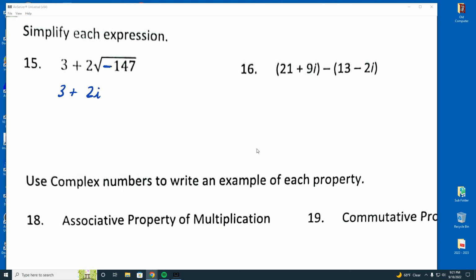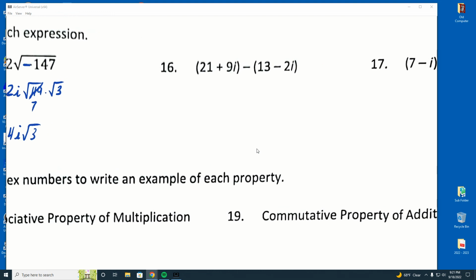Will 64 go into 147? No. The next one's 49. Will 49 go into 147? Yes. 49 goes into it 3 times. So the square root of 49 being a perfect square comes out as a 7. And then I can multiply that by the 2. So I'm left with 3 plus 2 times 7 is 14. The i attaches to it, and the square root of 3 at the end. So it's 3 plus 14i square root of 3.